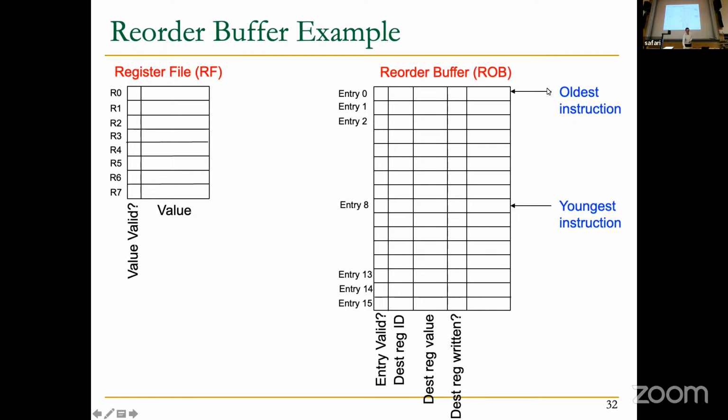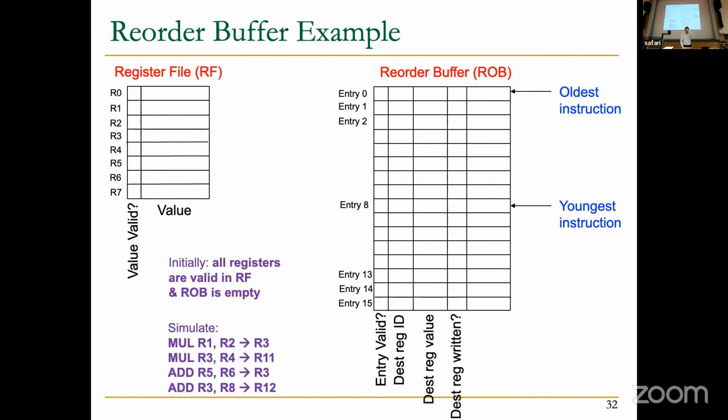They don't indicate it. Initially, this is empty. So initially, all registers are valid. When you start the machine, all of these should be 1, and they should have some reasonable values that are loaded when you load the program in the register file. And the reorder buffer should be empty because you have not fetched or decoded an instruction yet.